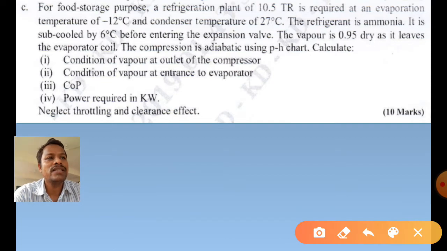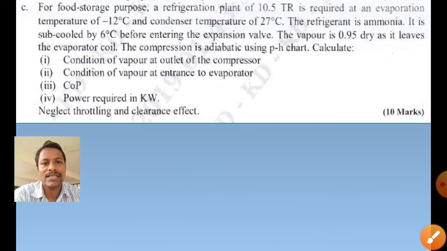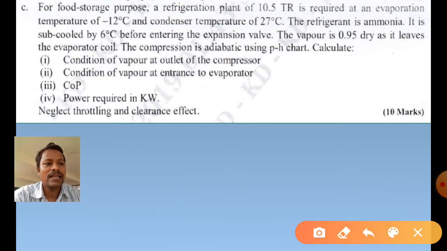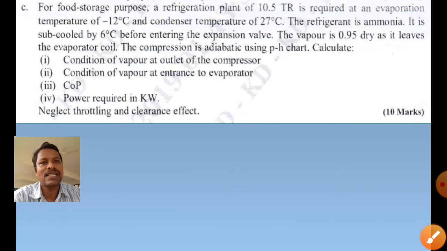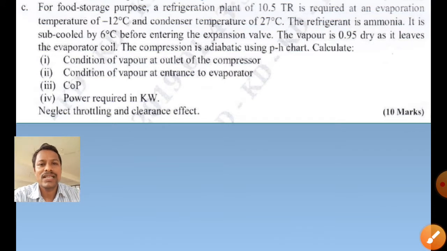And it is subcooled. See here, it is subcooled by 6 degrees Celsius. Undercooling, the subcooling concept we have already discussed. So he has mentioned that there is subcooling in this refrigerator, and it gets subcooled by 6 degrees Celsius. Means condenser outlet temperature is 27 degrees Celsius, and 27 minus 6, that is 21 degrees Celsius, is T3 dash, that is after subcooling. Then here we have the vapor 0.95 dry, 95% dry as it leaves the evaporator. Means it is not dry saturated at the inlet of the compressor.